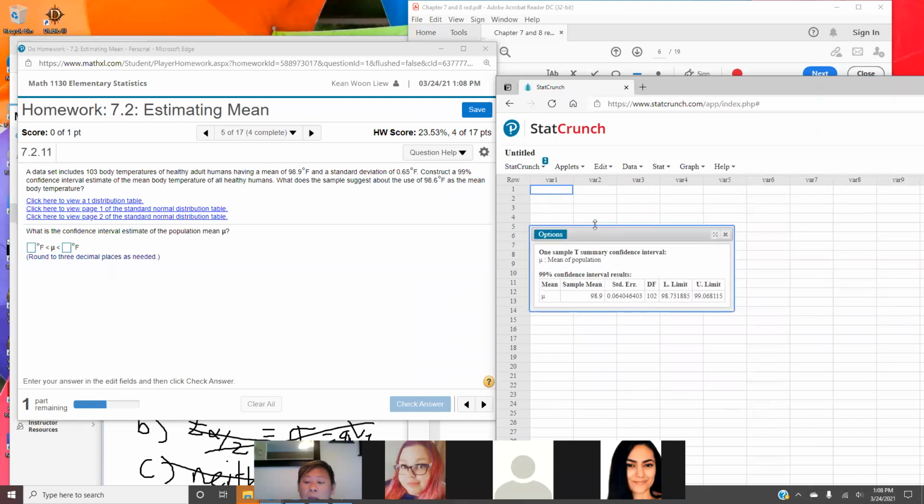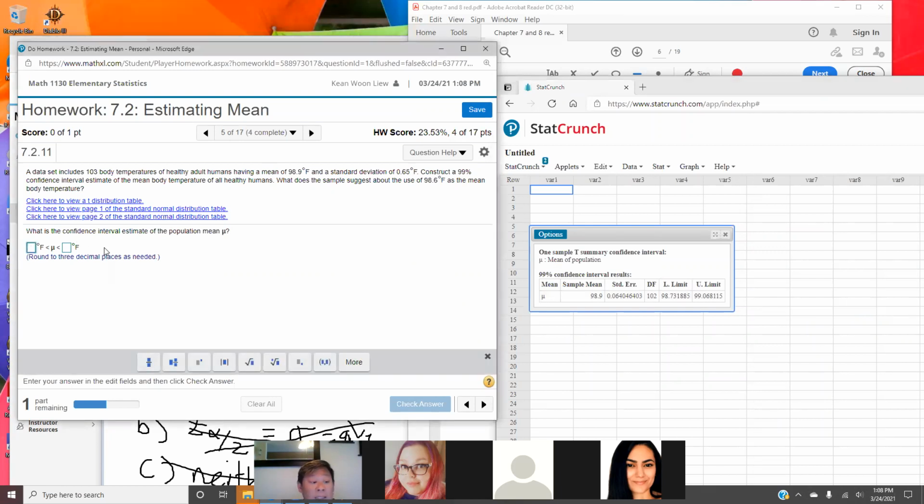Sorry, it's hidden. So this is your lower and this is your upper. Your lower in this case, in 3 decimal places, is 98.732, and upper is 99.068. The only difference between mean and proportion is that mean is T, proportion is Z, and for mean you have units. So this one you see degrees Fahrenheit. That's the unit for this case.